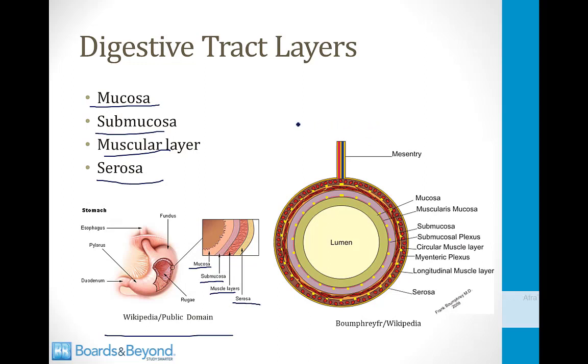On the right side of the screen is a cross-section of any one of the layers of the GI tract. There's always a lumen in the middle, of course. That's followed by a mucosa and a submucosa, and then a muscular layer, and the serosa is always on the outside. Also take note that the submucosa has a nerve plexus, and so does the muscular layer, and we're going to talk about these two nerve sections as we go through this module today.